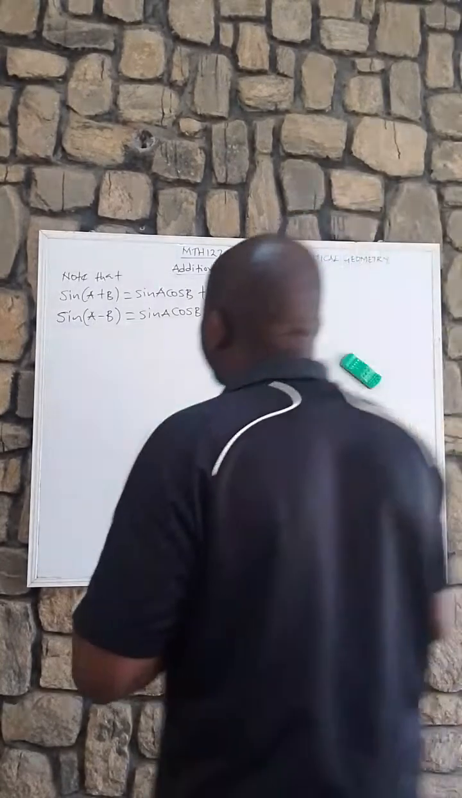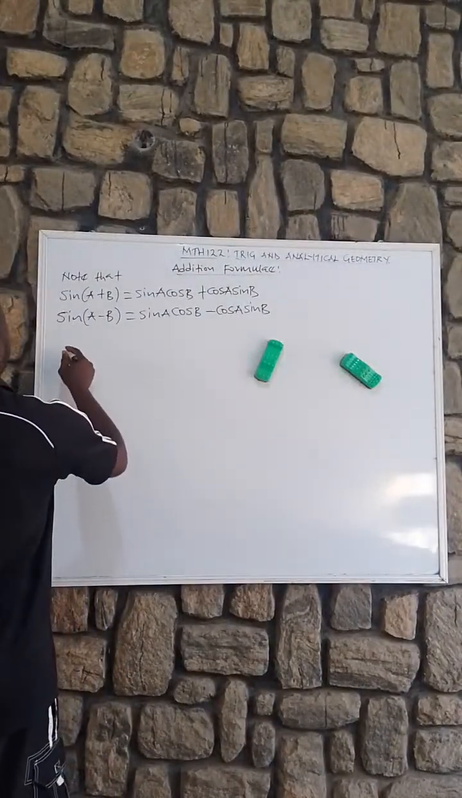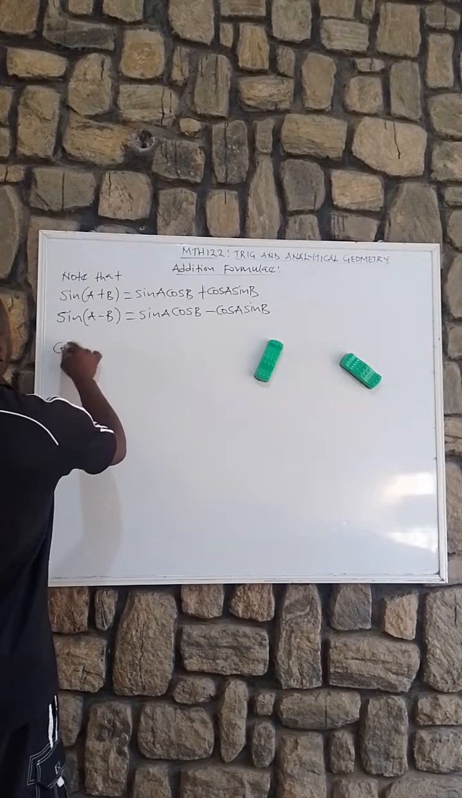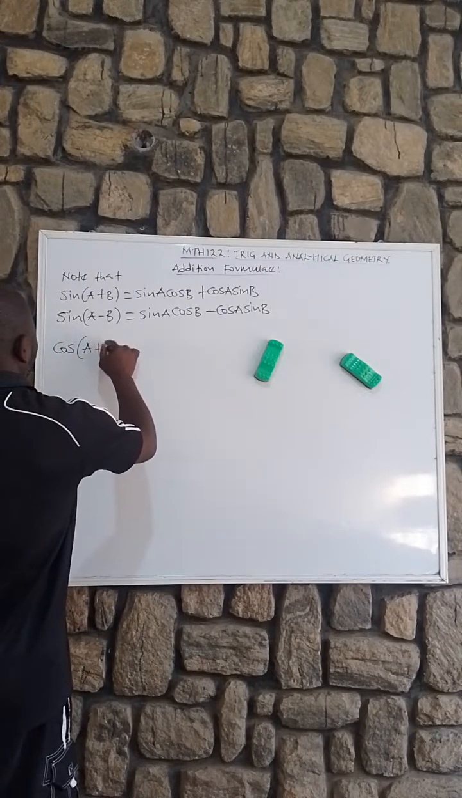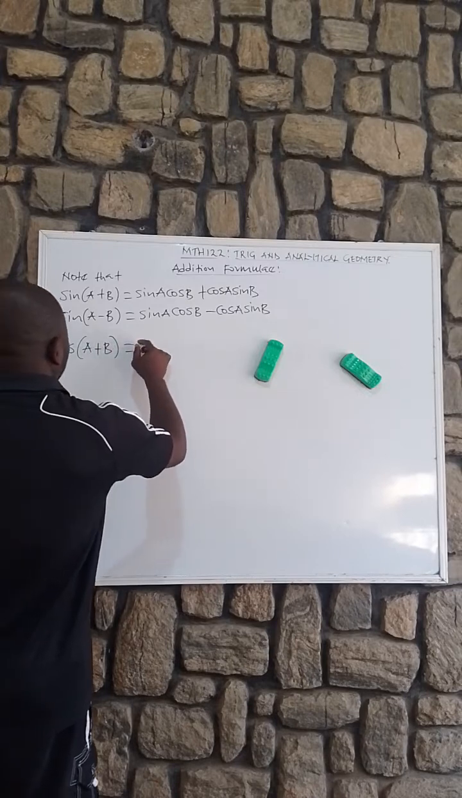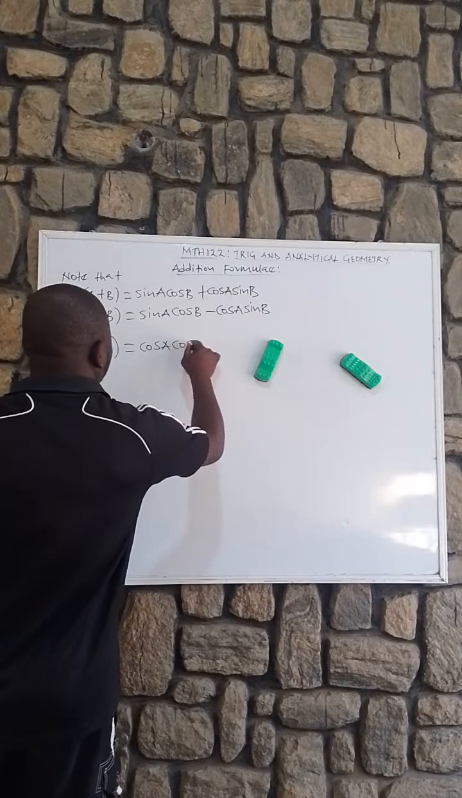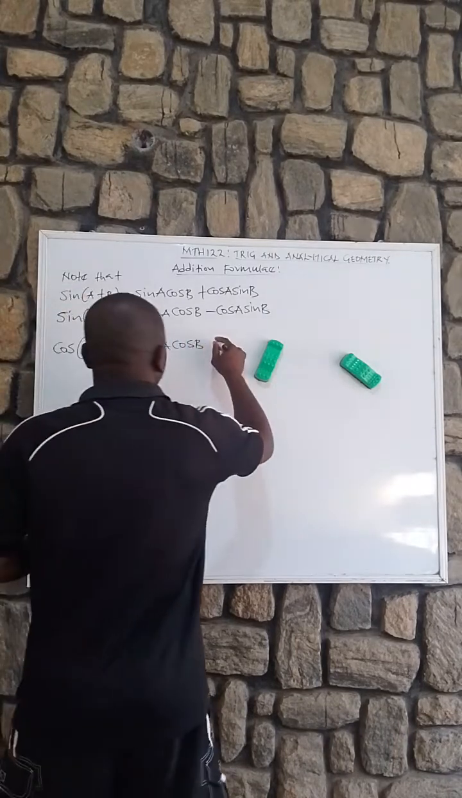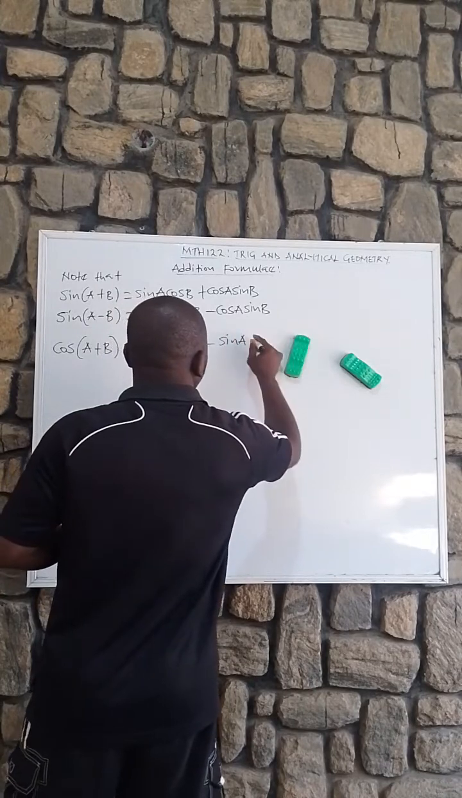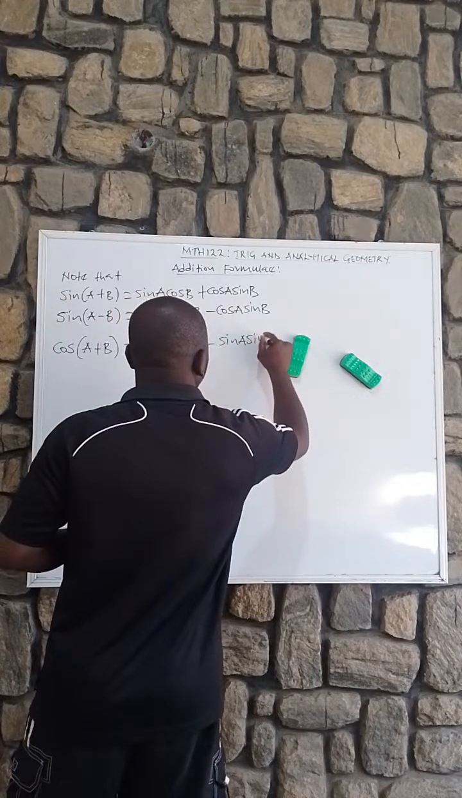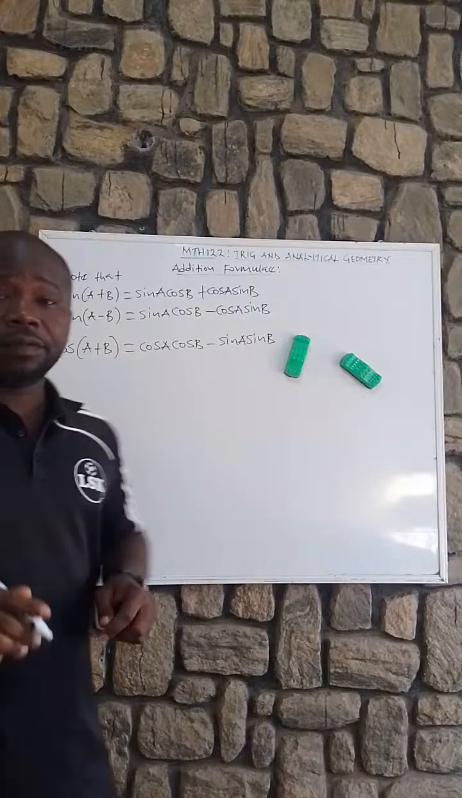Then cos A plus B is equal to cos A cos B minus sine A sine B. Right? Are you following?